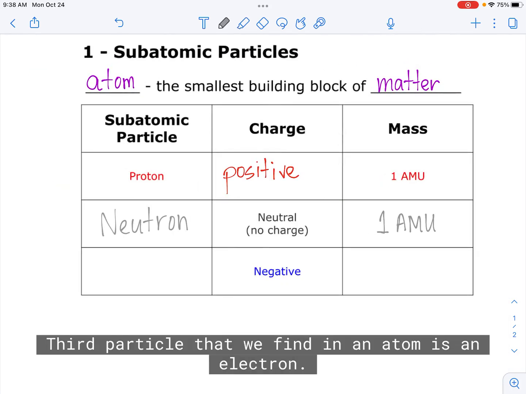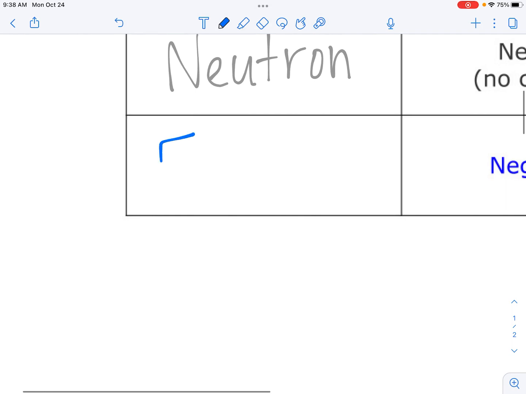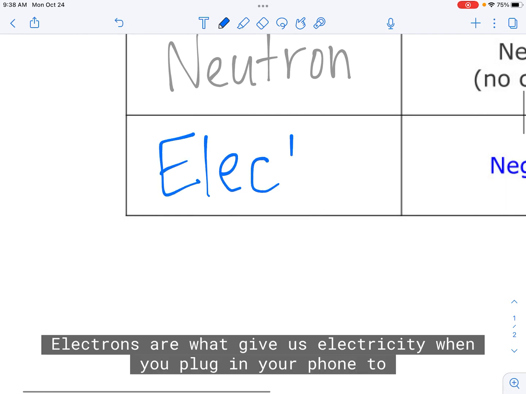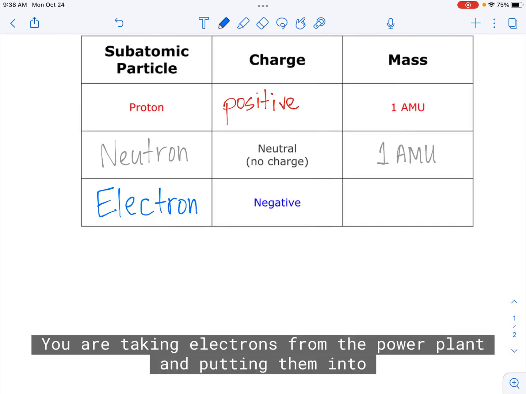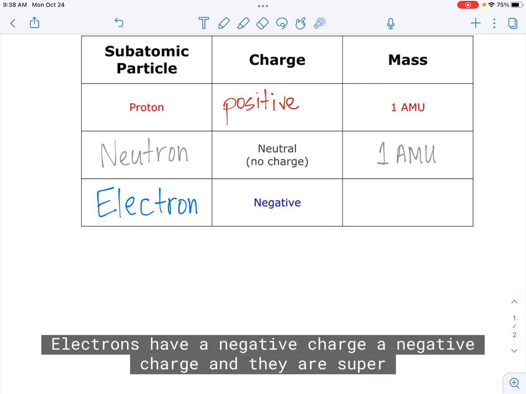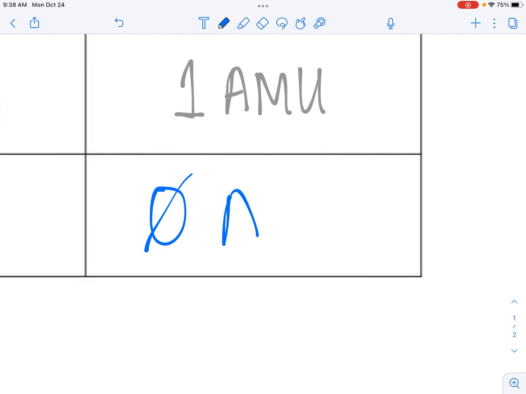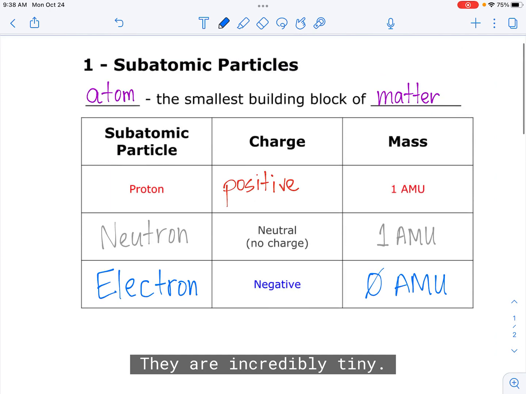The third particle that we find in an atom is an electron. Electrons are what give us electricity. When you plug in your phone to charge it, you are taking electrons from the power plant and putting them into your phone's battery. Electrons have a negative charge, and they are super duper tiny. So their mass is actually 0 AMU. They are incredibly tiny.